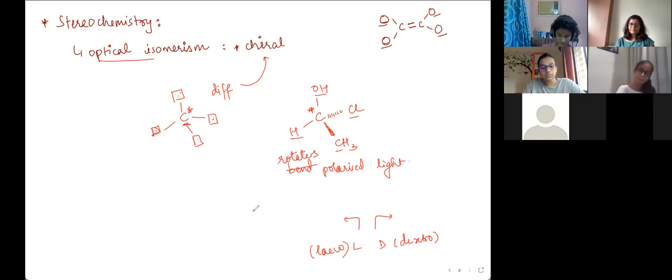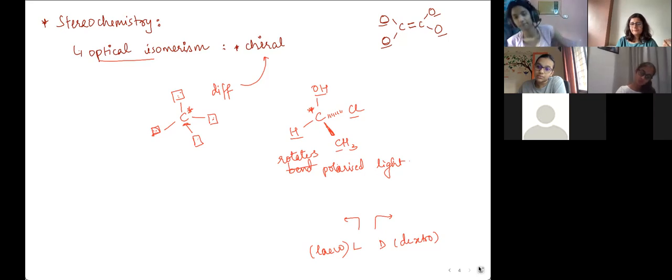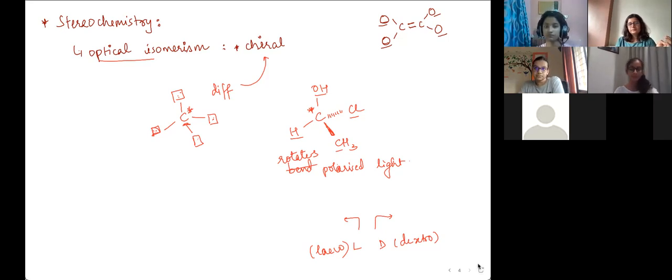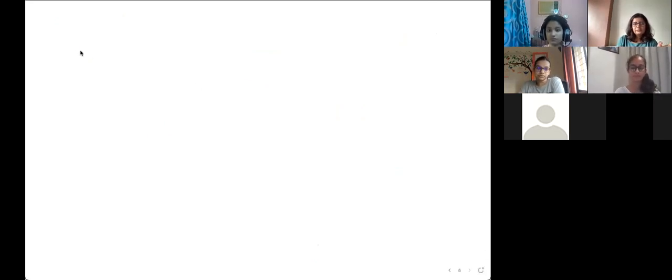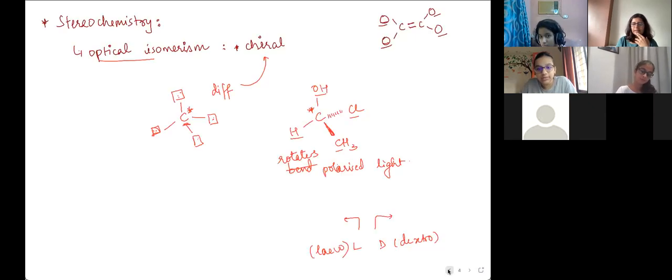Let's take an example of an achiral carbon and make it go through the SN2 mechanism. So this is an achiral carbon. Here the leaving group is Cl. Go back to the previous slide once. This is an example, you can notice.